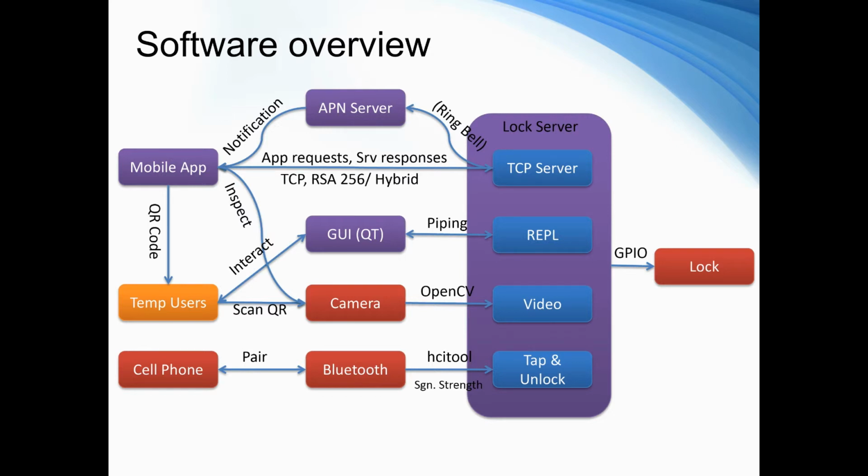To allow the server to directly talk to the app, we introduce an Apple Push Notification server, or APN server, to bridge them. The lock server runs a REPL that reads commands from standard in, while the GUI is a separate PyQt process running on top that prints out commands to standard out, which is piped to the standard in of the REPL.